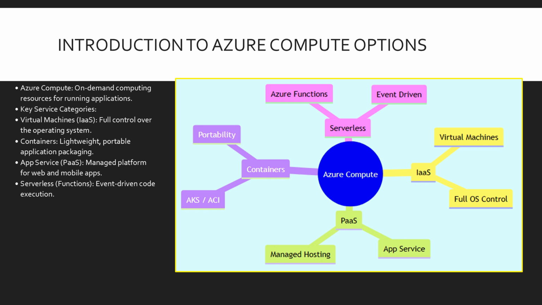This mind map outlines the landscape we will traverse. At the center is Azure Compute. Branching out, we see IaaS, defined by virtual machines and OS control. Next is PaaS, exemplified by App Service, which focuses on managed hosting. Then we have containers, providing portability through services like Azure Kubernetes Service, AKS, and Azure Container Instances, ACI. Finally, we have serverless, where Azure Functions allow for purely event-driven architecture. Understanding these branches helps you map your business needs to the correct technology.